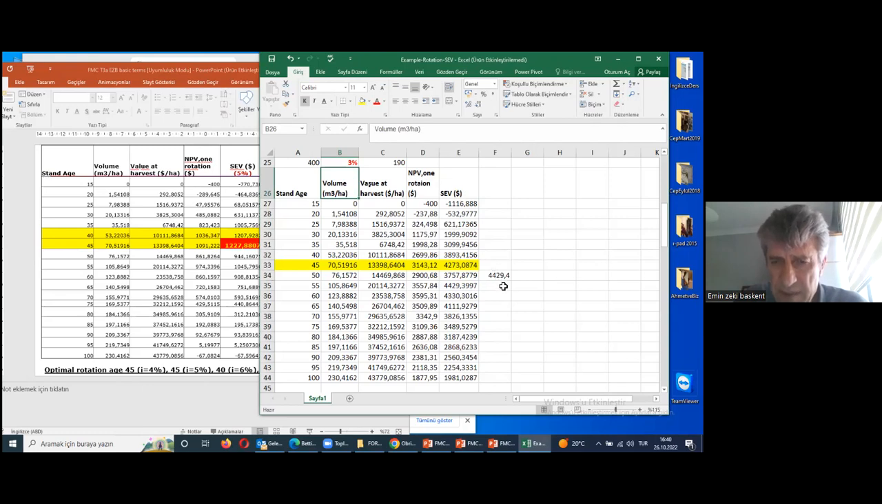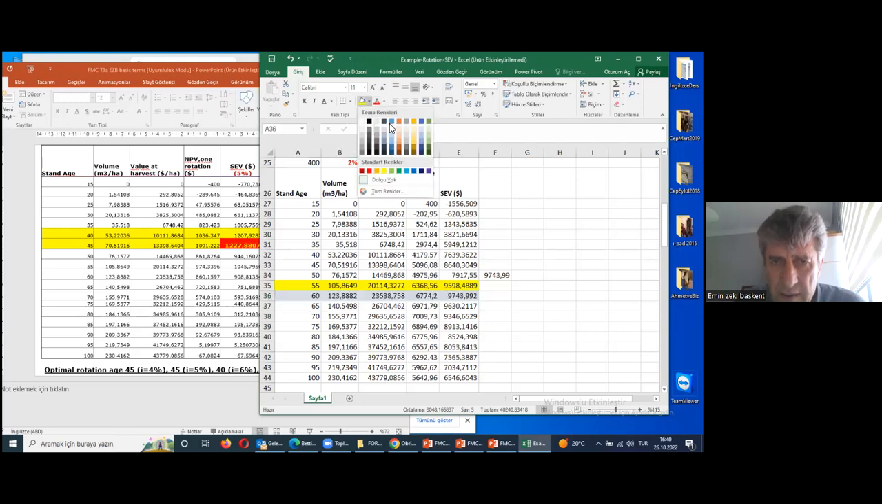For the soil expectation value, the maximum soil expectation value is 4,429, which is this one. That means the age of 55. If we decrease to 2%, let's see what happens. 97, which is 60 years. As you can see, 60 years at 2%. This is 3%.